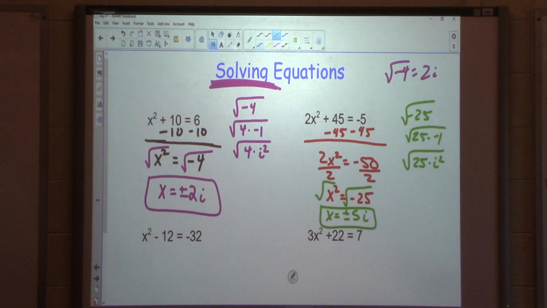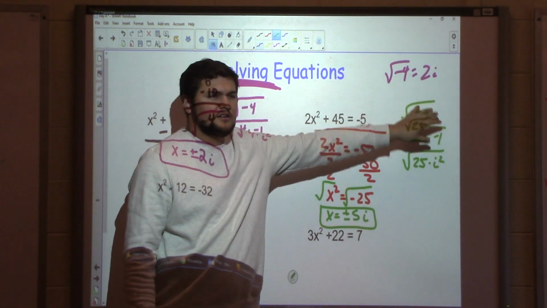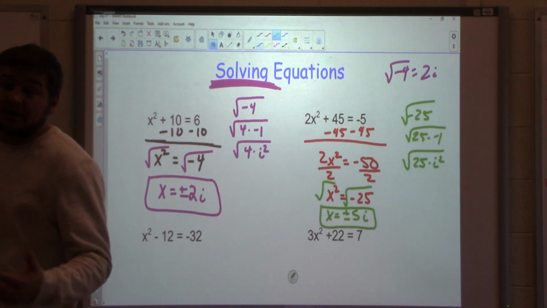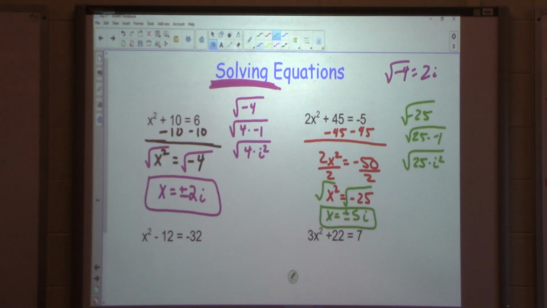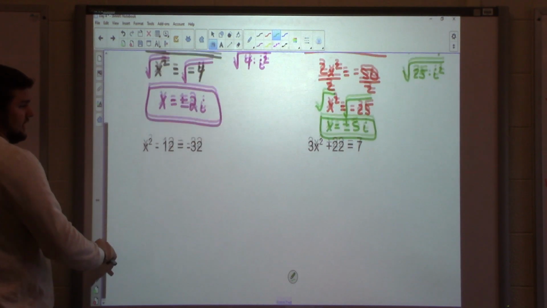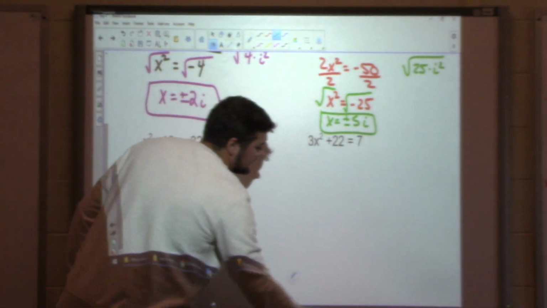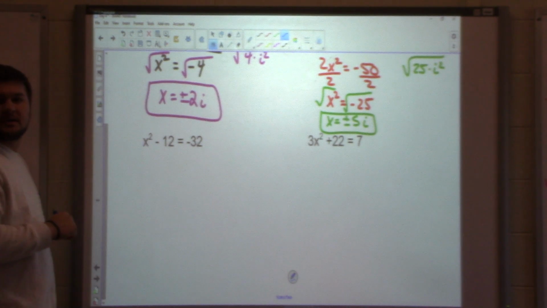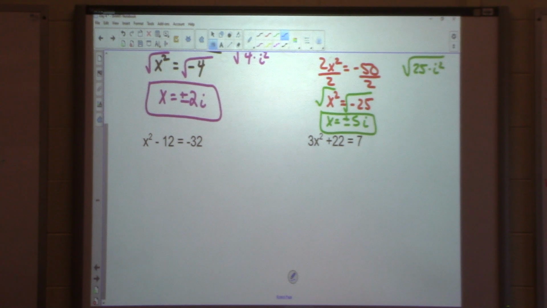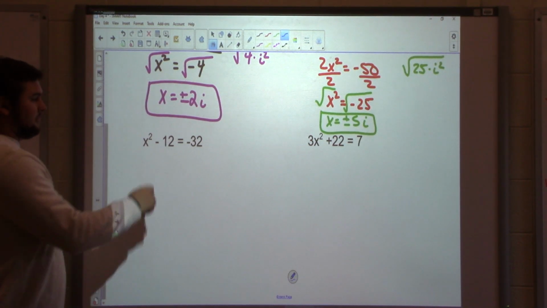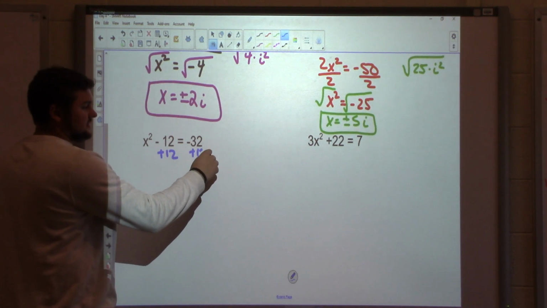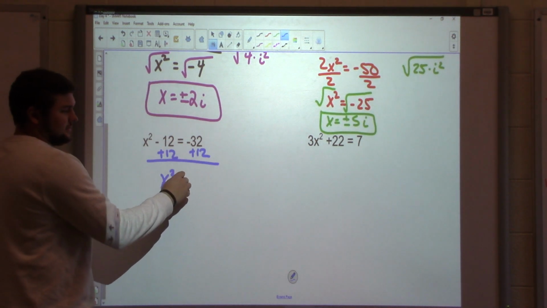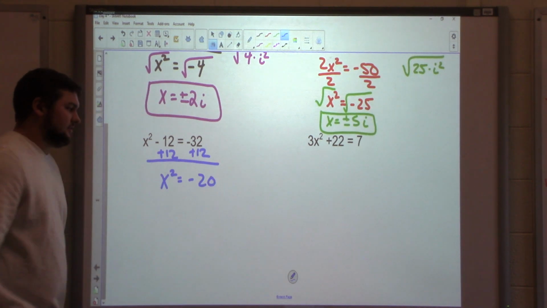Hey guys, as you get better, do you think you're going to have to do this stuff on the side here? No. I'm doing it so we can all see where it comes from. But as you get better, you don't have to do that. Alright. We're going to try this one and then I'll let you do the other one on your own. X squared minus 12 equals negative 32. Bailey, what should be my first step in this problem? Plus 12. Perfect. X squared equals negative 20.